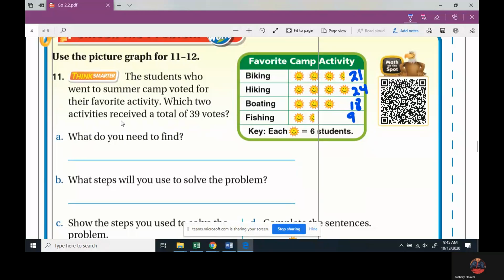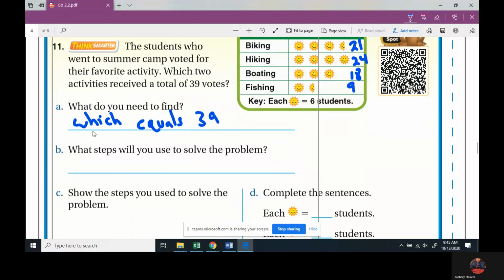So the students who went to summer camp voted for their favorite activity. Which 2 activities received a total of 39 votes? First off, what do we need to find? Which equals 39. What steps will we use to solve the problem? We will solve the graph, which we already did. Then add. We don't know what we're going to add yet, but we know we're going to have to add.